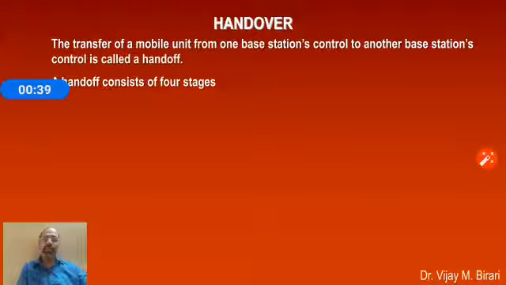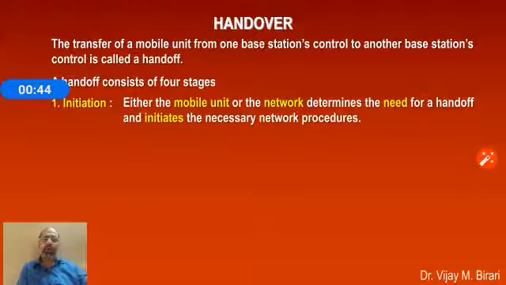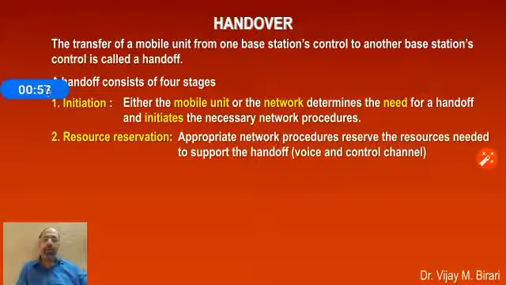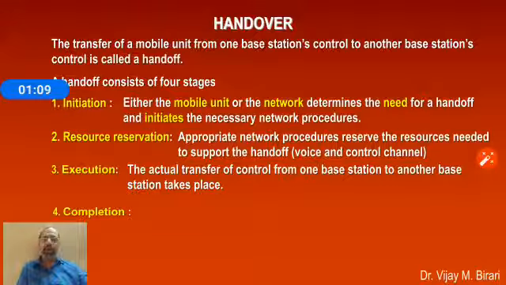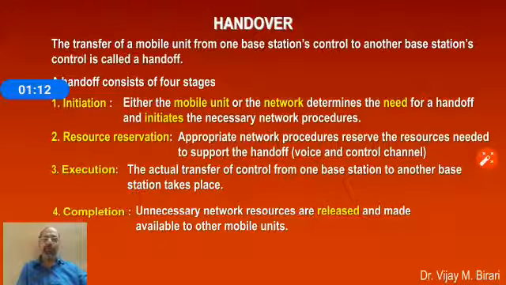There are 4 stages. First is initiation, where either the mobile unit or the network determines the need for handoff and initiates the necessary network procedure. Second is resource reservation, that is providing the appropriate voice and control channel. Third is execution, the actual transfer of control from one base station to another base station. And completion, where unnecessary network resources are released and made available to the mobile user.